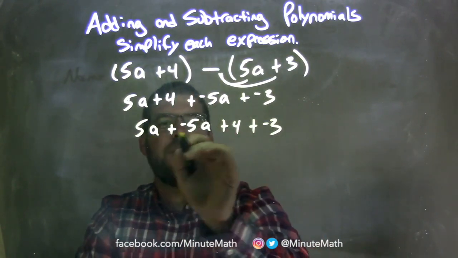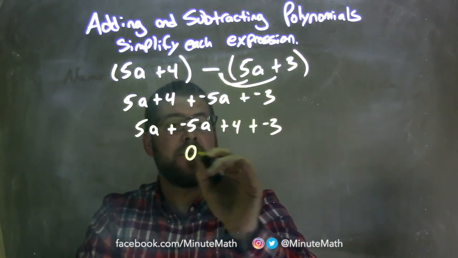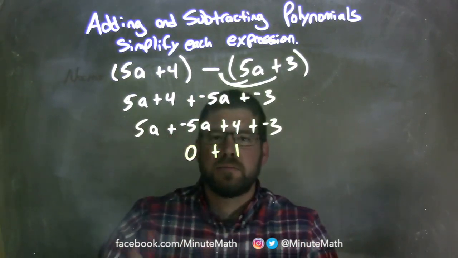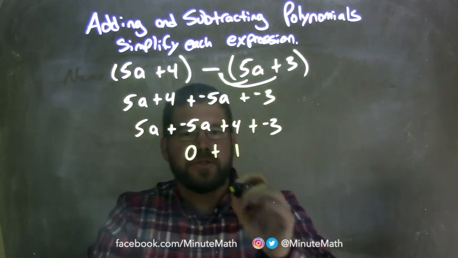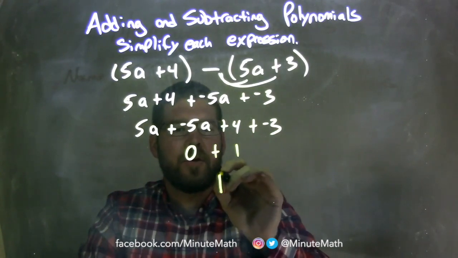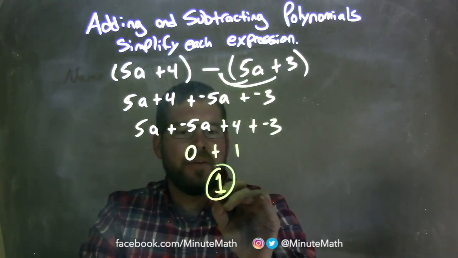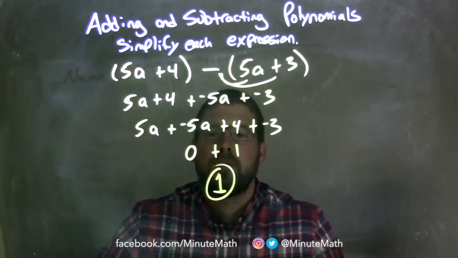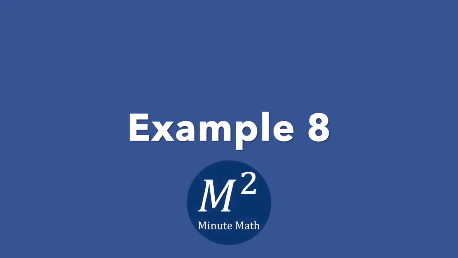Combine our like terms. 5a plus a negative 5a is 0. Plus 4 plus a negative 3 is a 1. Now, 0 plus 1 is just 1. And there we have it. Good old 1 by itself. Make a little fancy 1 again. Okay? And there we have it. Just this one simplified to just be a 1.